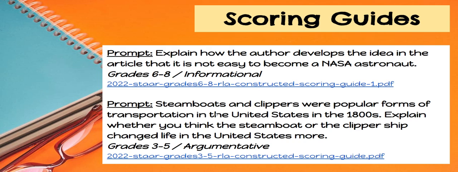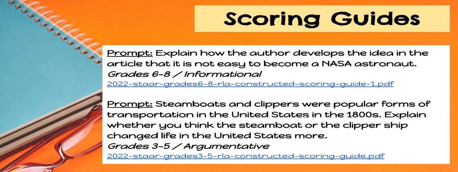And then the opinion one, it was a double passage. Was it a double passage? Yes, I think it was a double passage. This one was 5th grade, and I can't remember. But anyway, it says steamboats and clippers were popular forms of transportation in the United States in the 1800s. Explain whether you think the steamboat or the clipper ship changed life in the United States more. I think it was just one article that talked about both of the boats, and then they have to choose which boat they have the most evidence for being the one that changed life in the US more.